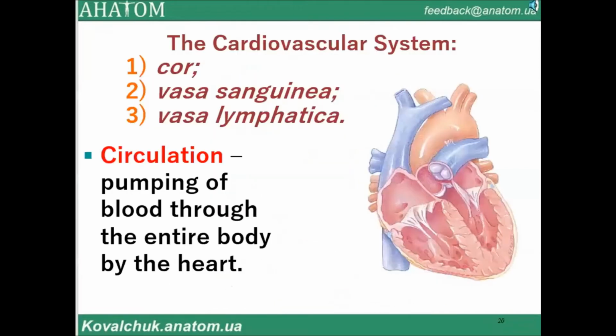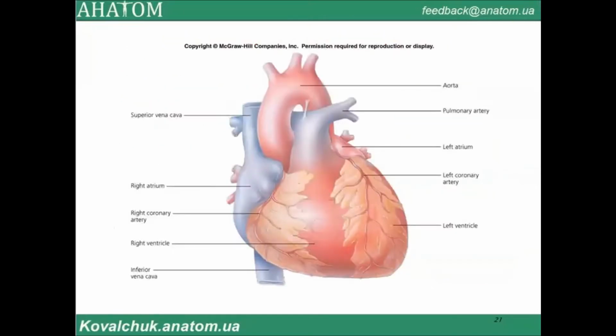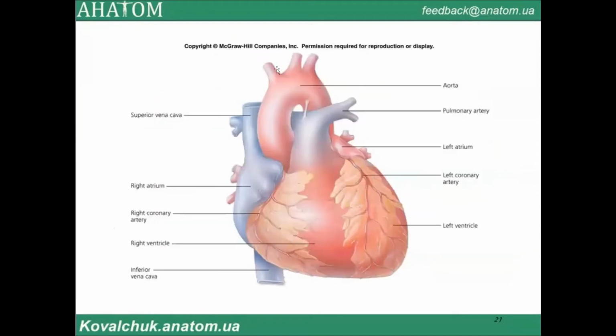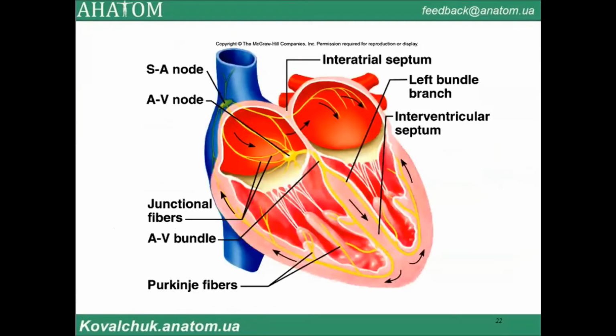It's veins. And another variant, the cardiovascular system has three parts: heart, blood vessels, and lymph vessels. And circulation is a pumping of blood through the entire body by the heart. Big circulation starts with the left ventricle, and the biggest artery in the human body is the aorta. Please remember.